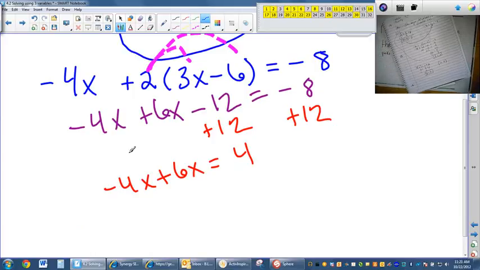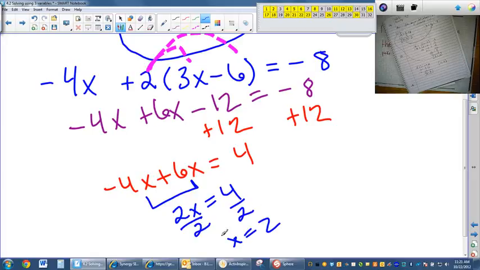What should I do next? Missy, what should I do next? Yeah, let's combine our like terms. We get positive 2x equals 4. And to end this, we just divide by 2. We would get x equals 2. That's great. I got a value for x. Am I done with my problem? No, I'm not.